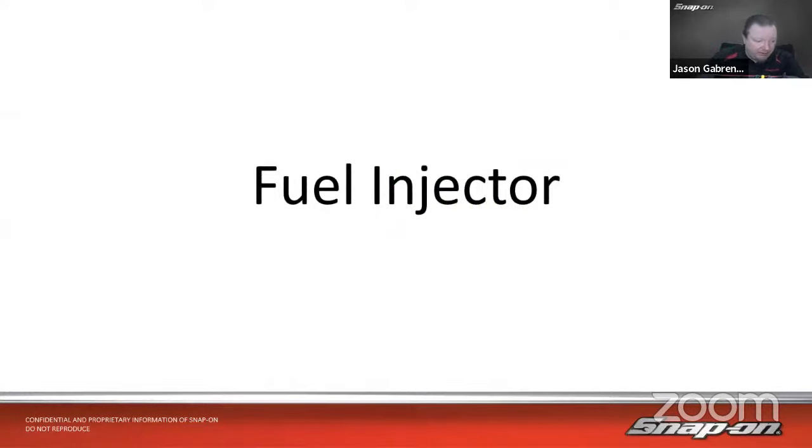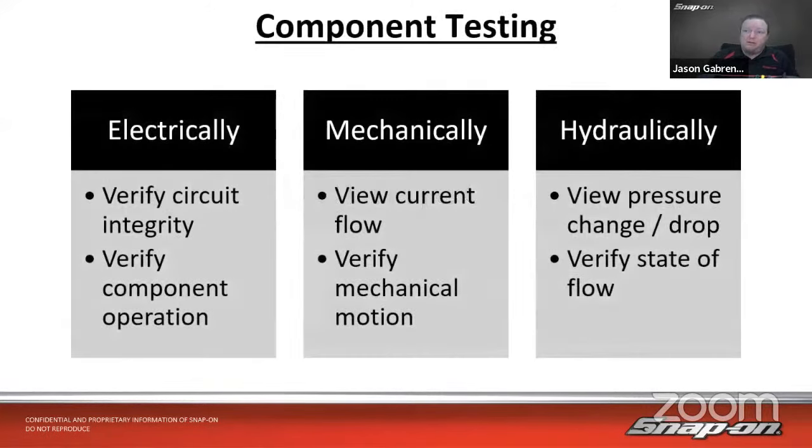So let's talk about a couple different components and a couple different ways that we can use multiple channels to test and learn more about them. If we talk about a fuel injector, there's 3 different things that we can test just on a fuel injector itself. We can check it electrically, check the voltage flowing through the circuit, verify the circuit integrity, and verify the component operation itself. If certain things happen in the signature, we know that it opened and closed. Mechanically, I can view current flow. So I can see how it's working internally, how the windings are, and verify that it even opens. You can see where that pintle actually opens when using a current test.